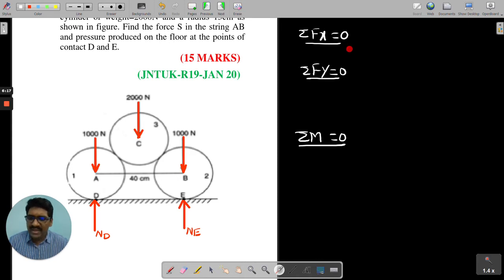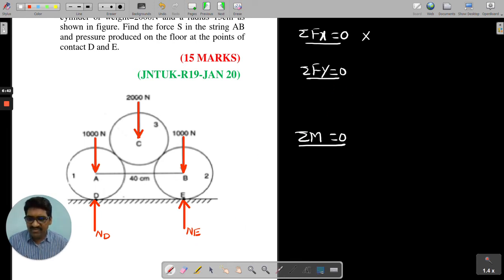Tell me, all of you, when you will apply this equation. If you want to apply it, we need some force in the x direction. But tell me, all of you, in this body, on this entire system, do we have any horizontal forces? There are no horizontal forces here. Therefore, it is not required. But we have vertical forces acting in the y direction. Therefore, I am applying this equation.